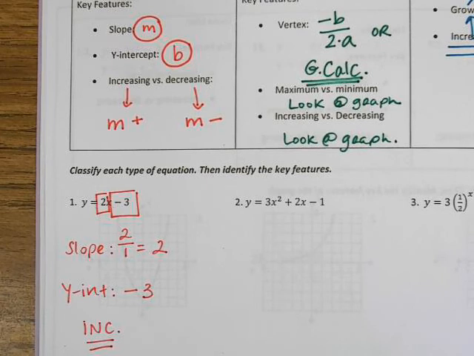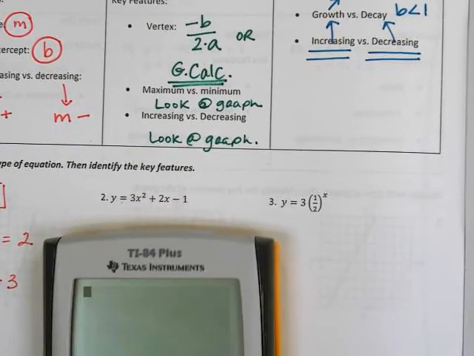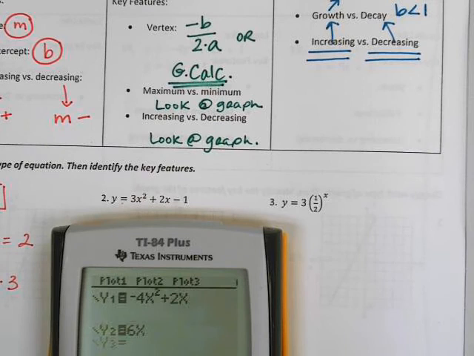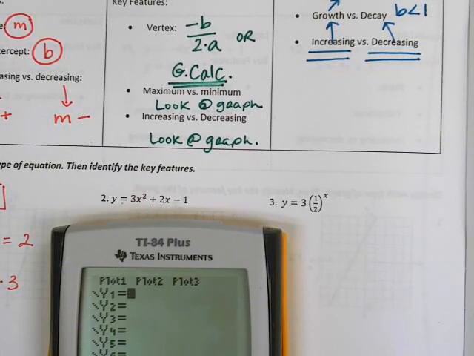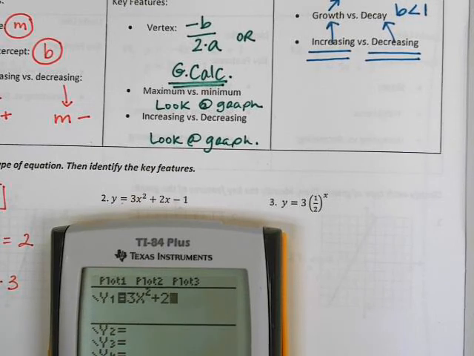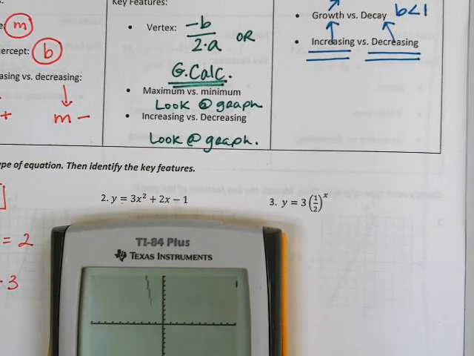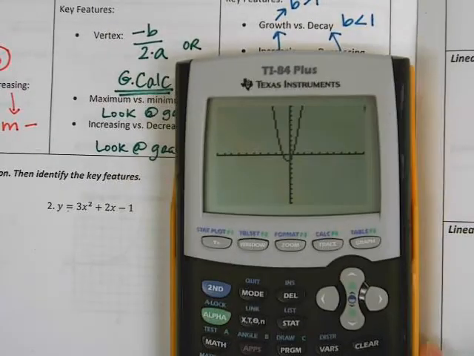Okay, number 2 is the hard one. For the quadratic, we need to look at the graph. So let's look at the graph here. All right, so go ahead and type it in. Just clear anything you have. And it's 3x squared plus 2x minus 1. And you might have to fix your window to see your u.